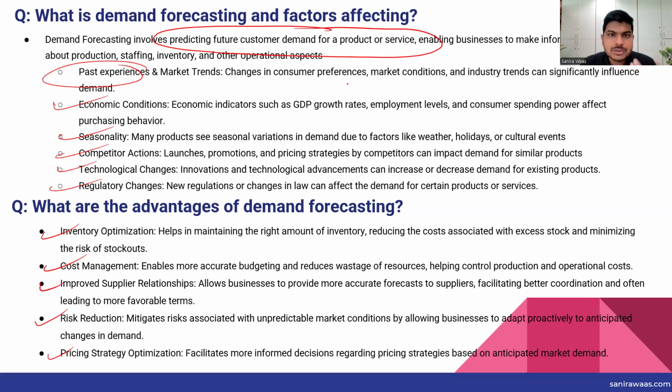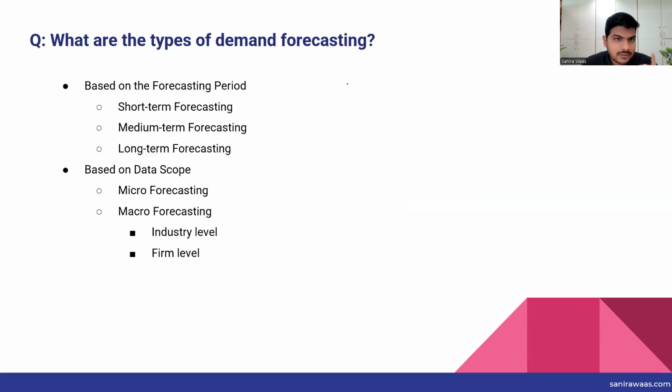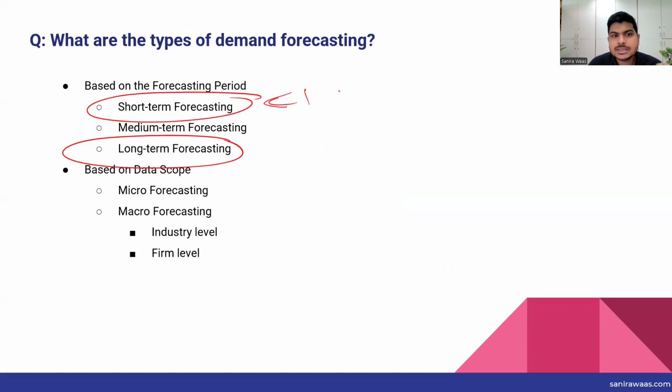It is one of the most important factors in operations management. You have to forecast your demand beforehand. Then what are the types of demand forecasting? You can do demand forecasting based on time period. Generally, in your syllabus, we highlight the short term and the long term, but there is also a medium term. Under 1 year is short term. Medium is generally 1 to 5 years, and more than 5 years is long term.